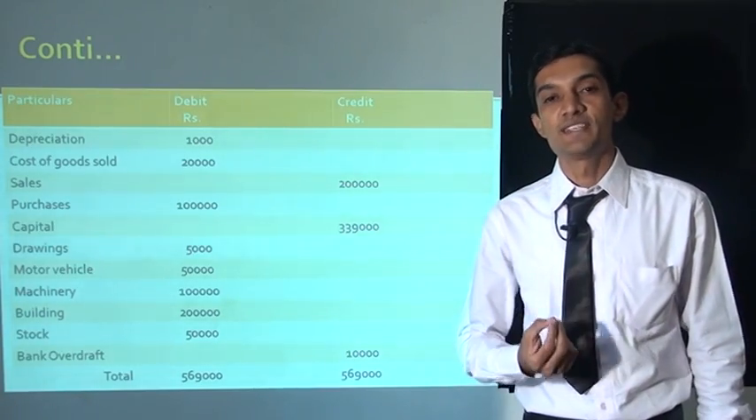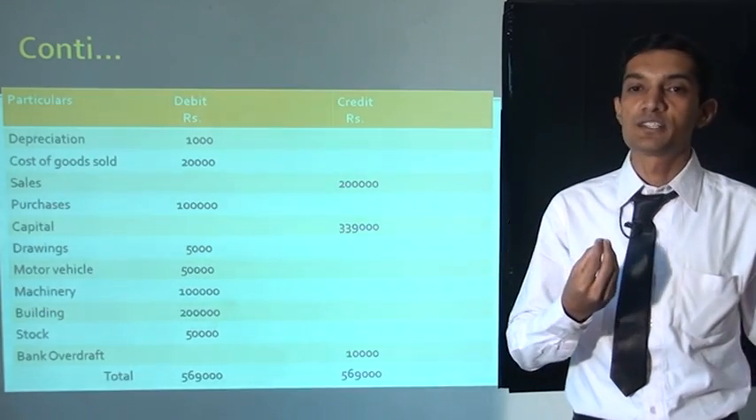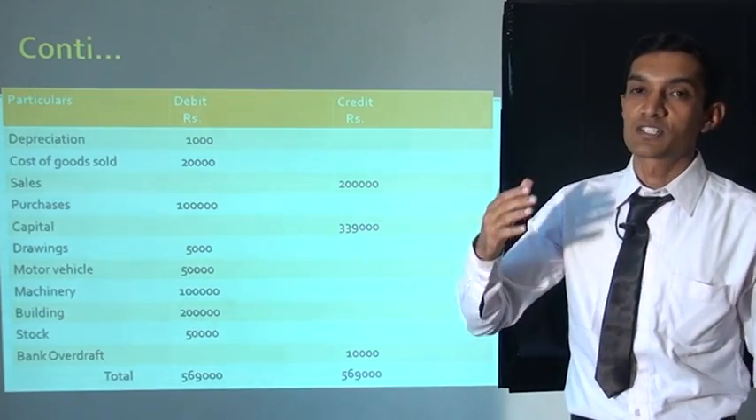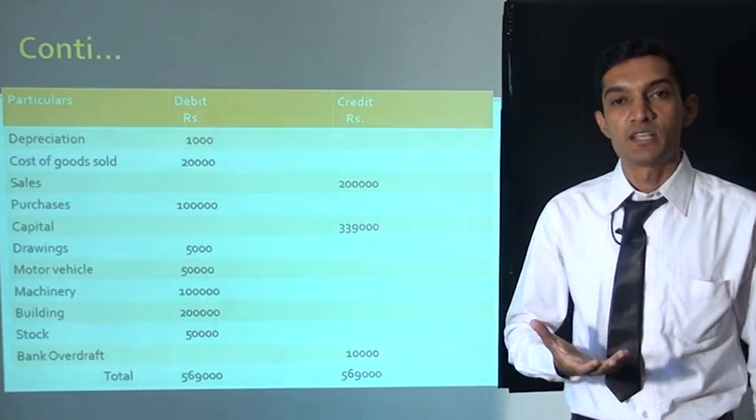This is a basic example of a trial balance, and I think it is part of the accounting cycle. First is the general ledger posting and trial balance, and after that comes the financial accounts.